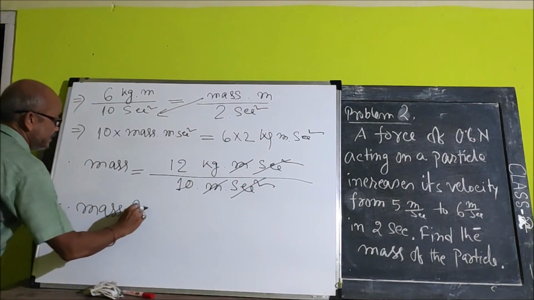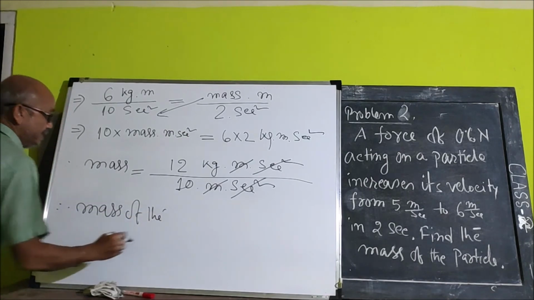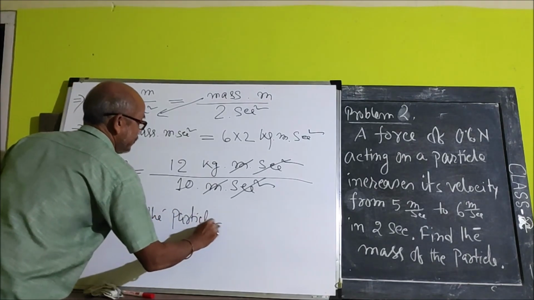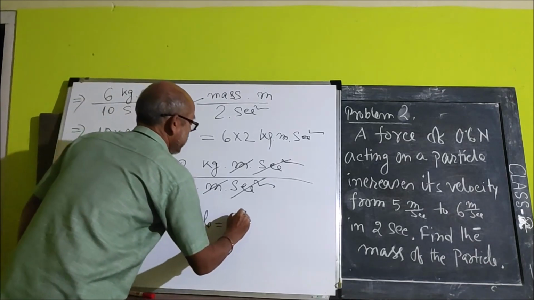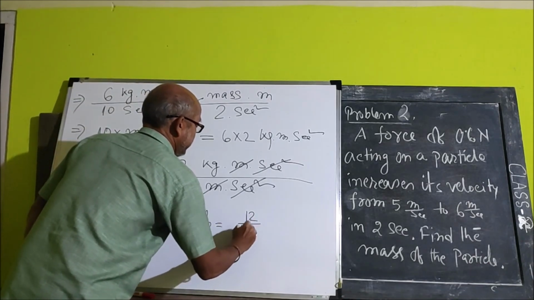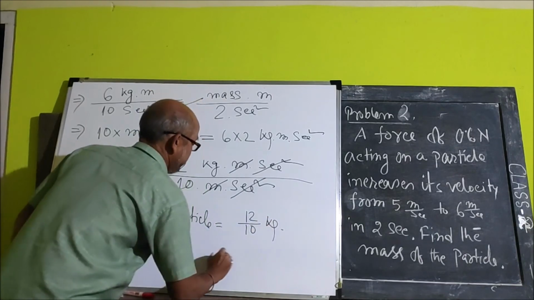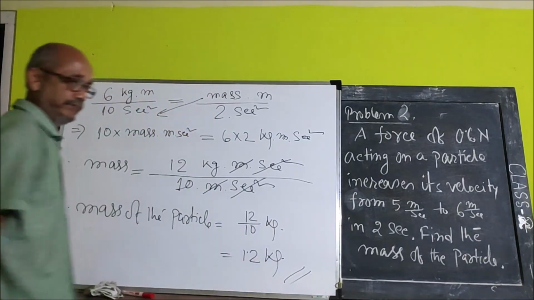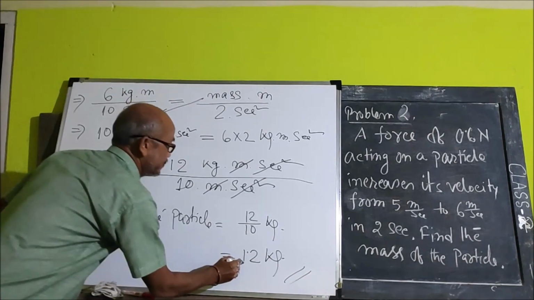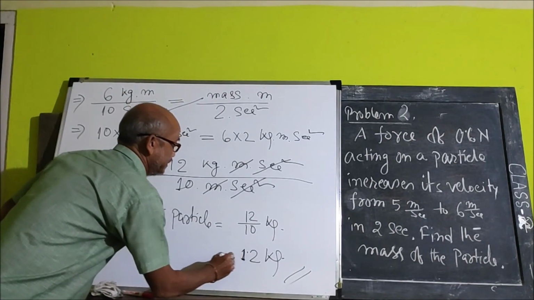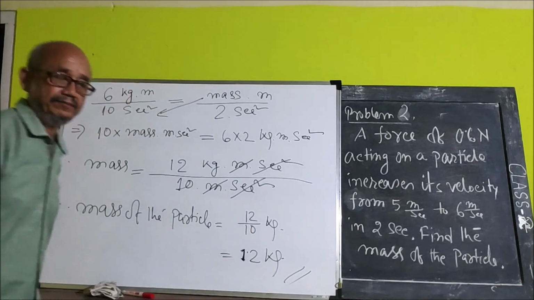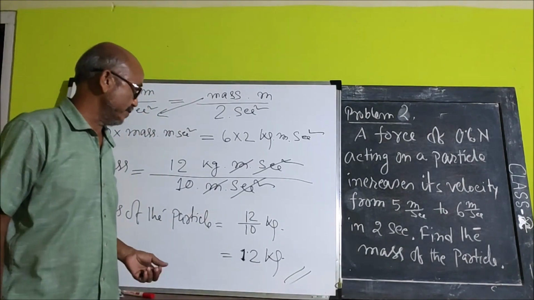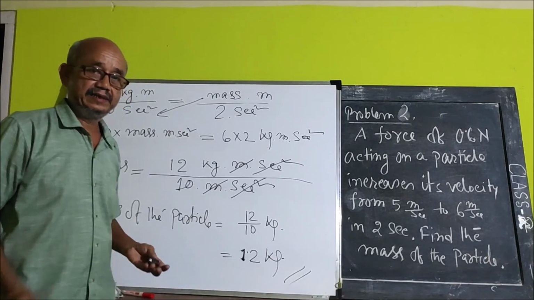Therefore the mass of the particle equals 12 by 10 kg, which means 1.2 kg. Thus, using dimensions, we can solve problems like this. Thank you.